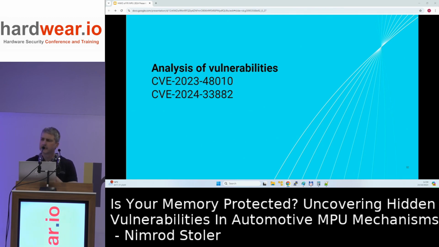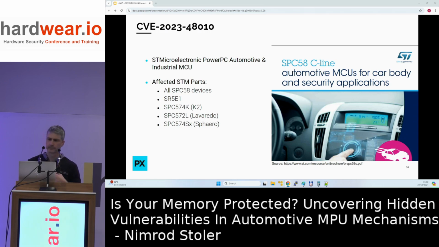Consequently, the system designer remains under the impression that their system is protected and secured, completely unaware of the underlying risks. So we're going to start with the STMicroelectronics PowerPC chip analysis and later explain the differences with regards to the NXP chip. We will focus on this SPC58 chip family, which is an automotive-grade microcontroller throughout the analysis. Other affected parts, as reported by STMicroelectronics, are listed on this slide.